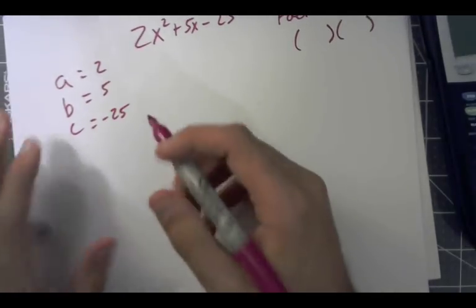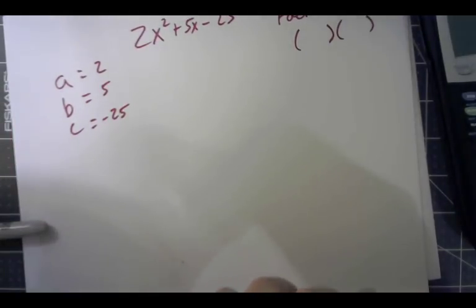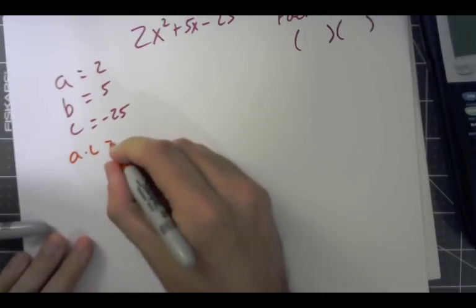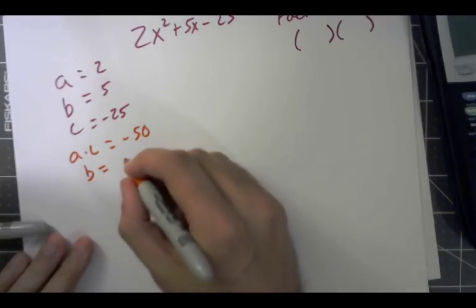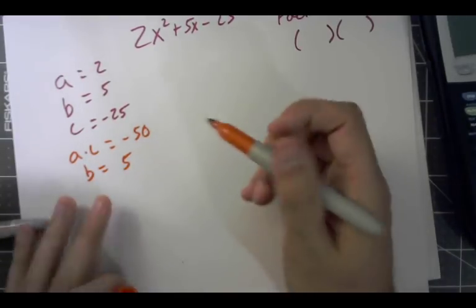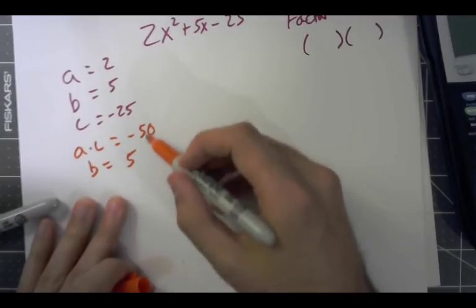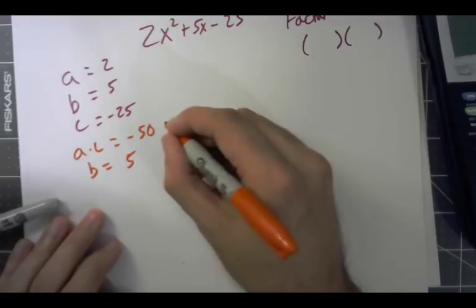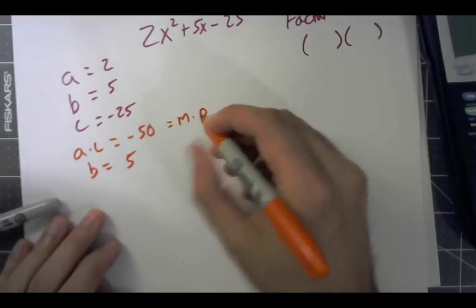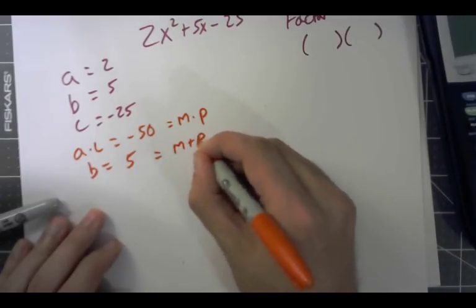So we have this, and we need some secondary stuff. After we get this, we need a times c, so it's going to be negative 50. And then b again is 5. You don't have to write b again, but I'd like to think about it because these are 2 numbers we're going to use to match. We need an m and a p: m times p, and then m plus p.